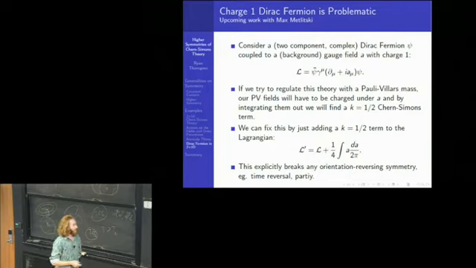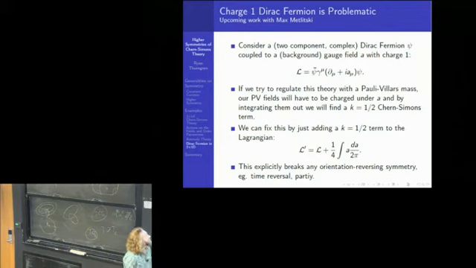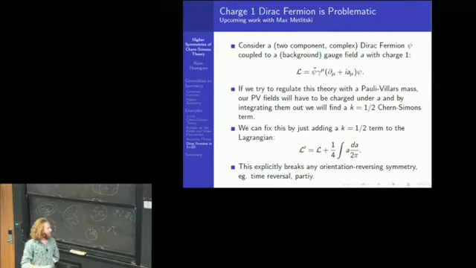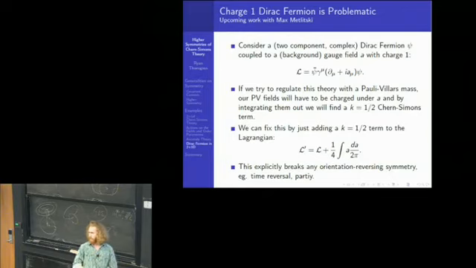So if we consider this theory of the 2-component complex fermion in 2 + 1 dimensions, coupled to a gauge field so that it's charge 1, this theory has all kinds of problems. For example, if we try to regulate it with Pauli-Villars mass, another field, and then we try to integrate out those fields, that will induce some effective action for A by the parity anomaly. We will get this k equals 1/2 Chern-Simons term. So again, we have this problem that U(1) level 1/2 is not well defined.